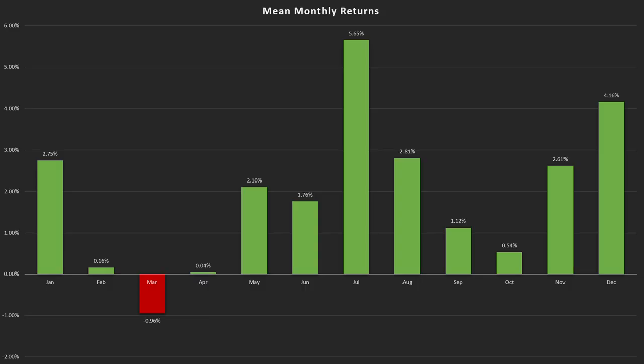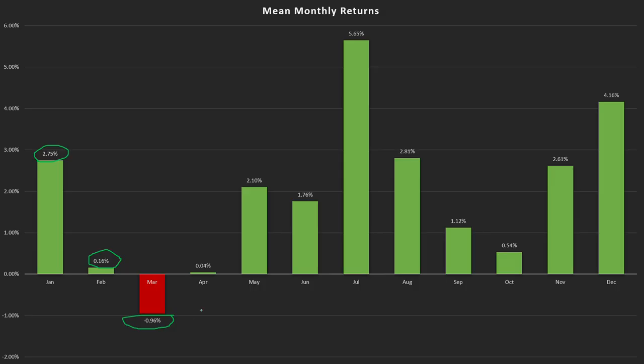So let's move on to the next graph, which is the mean monthly returns. So in mean monthly returns graph, what I have done is I have taken the average or the mean of all those 10 years, the monthly average of all those 10 years. January in the last 10 years on an average gave a return of 2.75%. February quite flat with only 0.16% positive returns. March a negative 0.96, but we have to take into consideration the COVID crash in March.